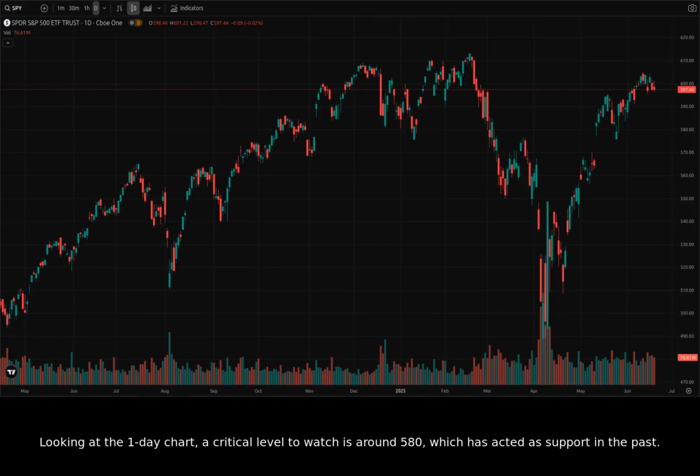Looking at the one-day chart, a critical level to watch is around 580, which has acted as support in the past. On the upside, the previous all-time high near 615 could act as resistance.